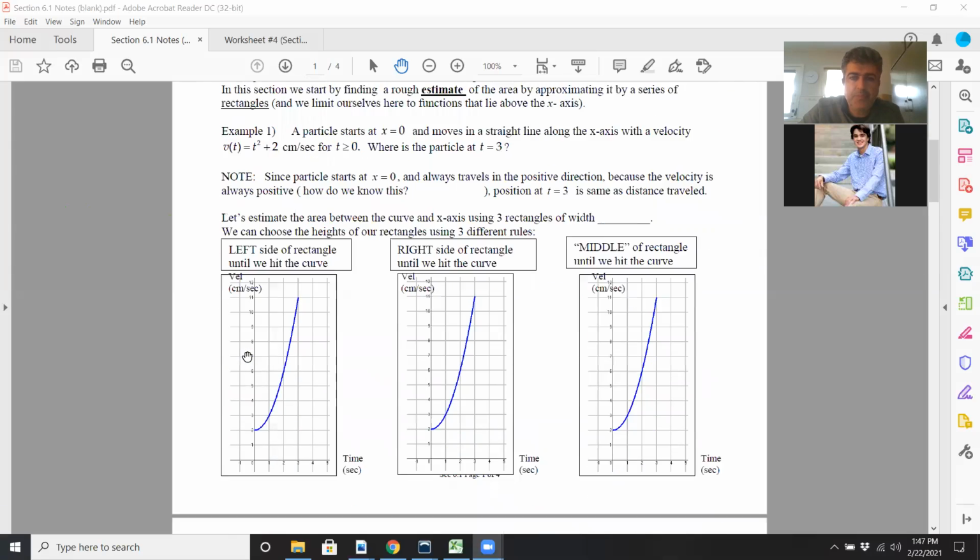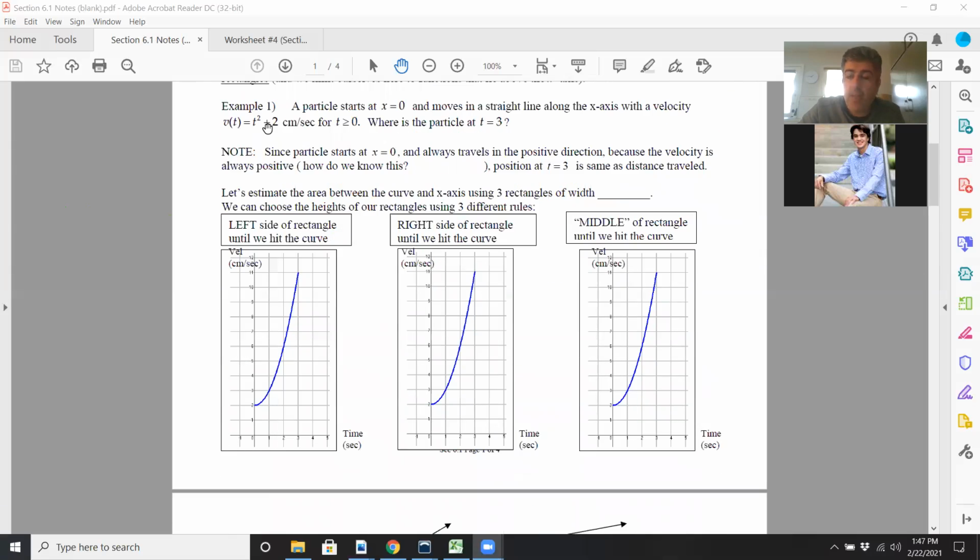Example 1. Let's say your velocity is modeled using t squared plus 2, so your velocity function is parabolic, or quadratic. Let's say the position is x equals 0 when t equals 0. You want to know how far you travel, or where the particle is at t equals 3. That's what we want to know. Okay. Well, there are several ways you could do it.